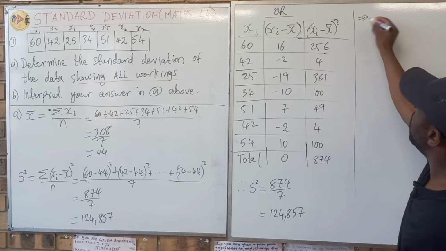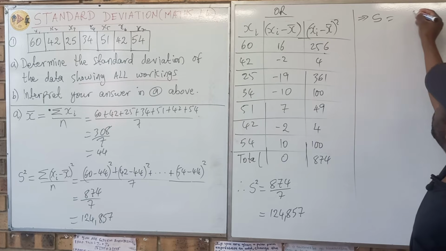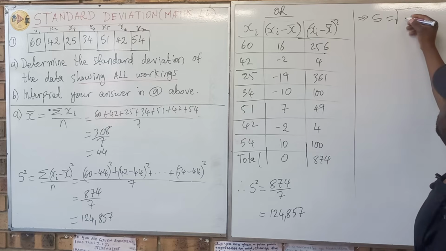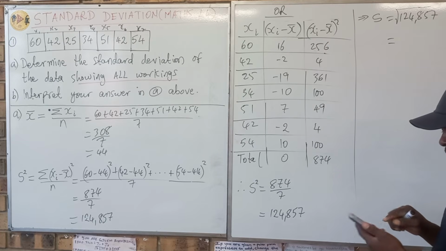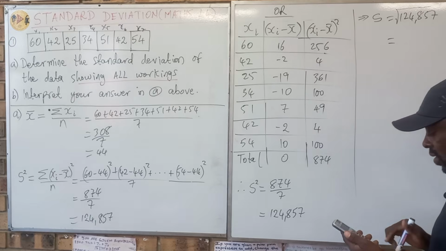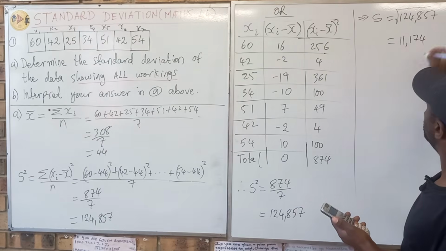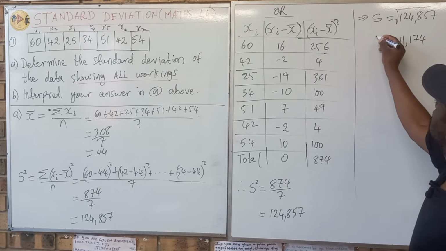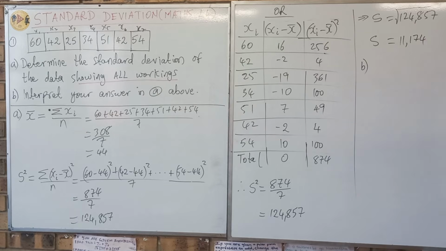We can therefore look for the standard deviation, which is simply the square root of our variance. Take the square root of 124.857. That should lead you to your answer. The square root of 124.857 leads us to 11.174. So guys, this is how we calculate the standard deviation, showing all the workings.